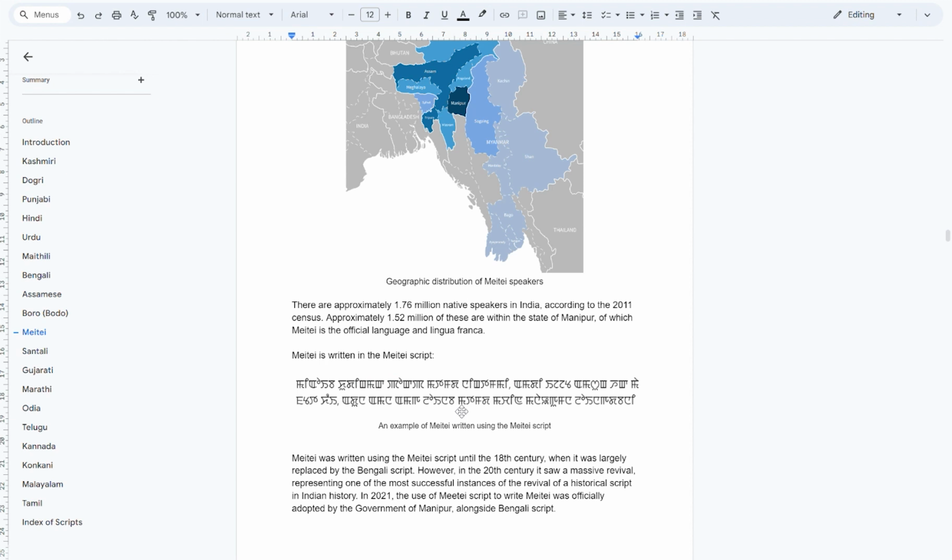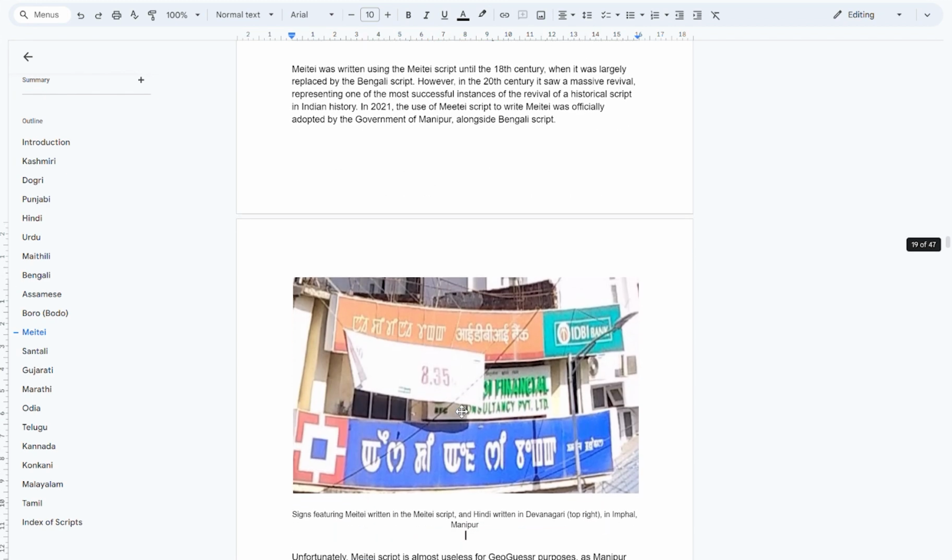There's a lot of scripts that have died out. They got replaced by other more commonly used scripts. Like I've mentioned, there's a bunch that used to be written in their own distinct script, but are now just written in Devanagari. But Meitei nowadays is mostly written using the Meitei script, and in 2021, the use of Meitei script to write Meitei was officially adopted by the government of Manipur, alongside Bengali script.